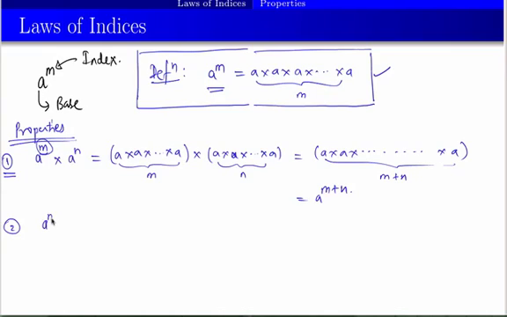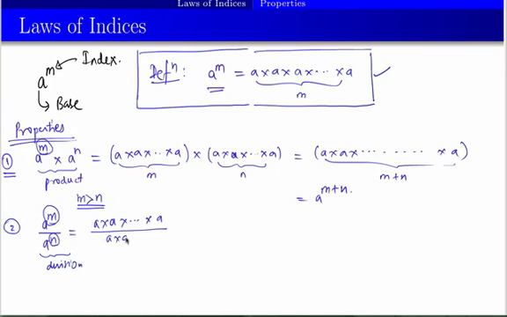Second property is a raised to m upon a raised to n. Here we were talking about the product of indices; here we are talking about division of indices. Imagine I have m a's on top and n a's below. Assume without loss of generality that m is greater than n. Then the n a's below will get cancelled. Imagine these a's are more in number and these a's are lesser in number, so I can cancel each of these a's with the a's here. Whatever are left uncancelled are nothing but m minus n a's. This can be written as a raised to m minus n. So here we get the division property.